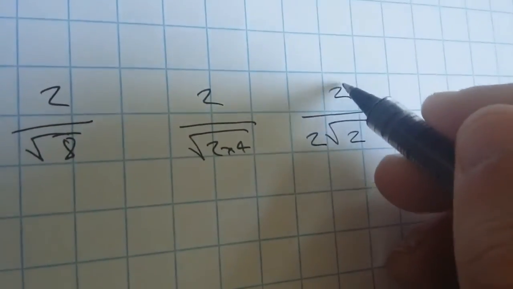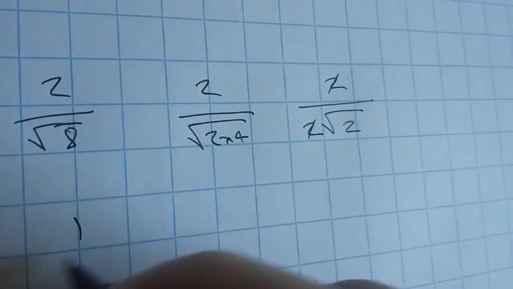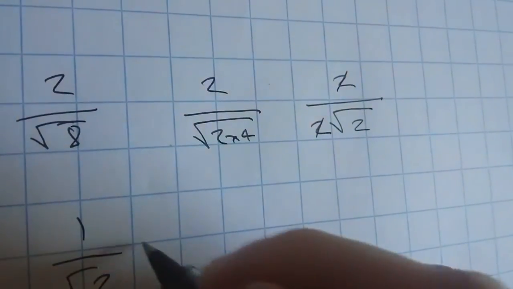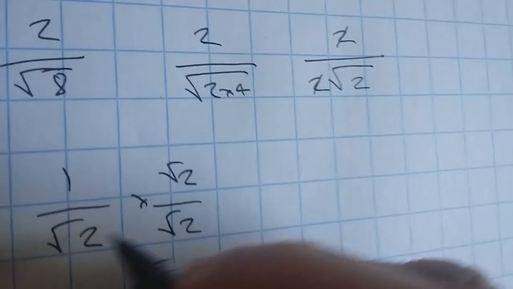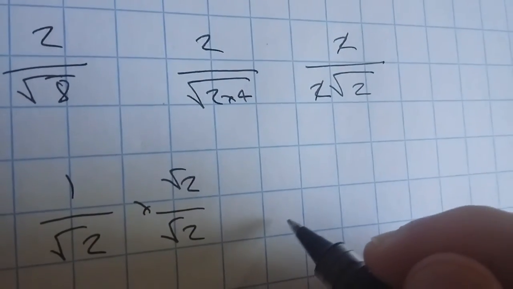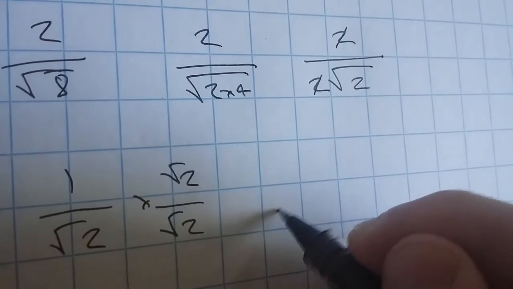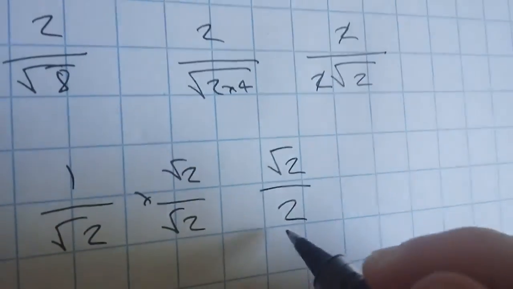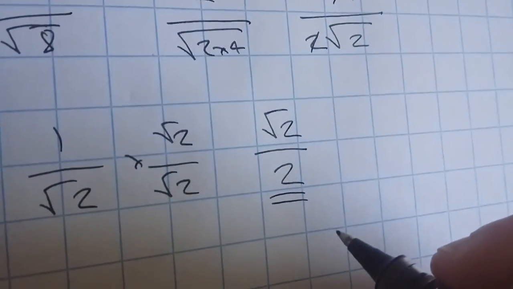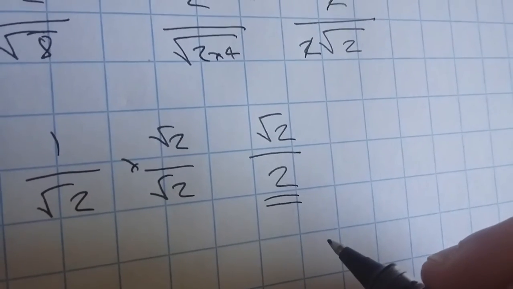Could cancel these out, just so I've got 1 over root 2, and then multiply the top and bottom by root 2. Root 2 times root 2 is 2, and 1 times root 2 is root 2. And that would be considered quite mathematically beautiful.